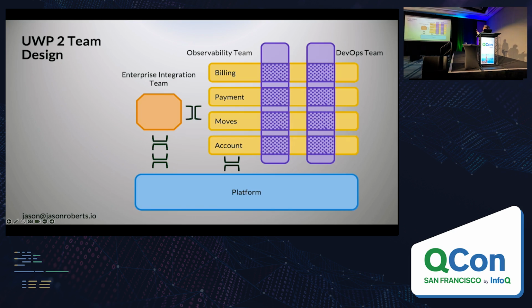So this is how that team structure looks in the UWP 2.0 world. If you remember the features that we talked about when I was describing the portal, the ability to pay bills, payments, start and stop service, or move, and these are all aligned with the vertical teams here, which are the stream-aligned teams. The vertical teams here are the enablement teams, which is the observability and the DevOps team.